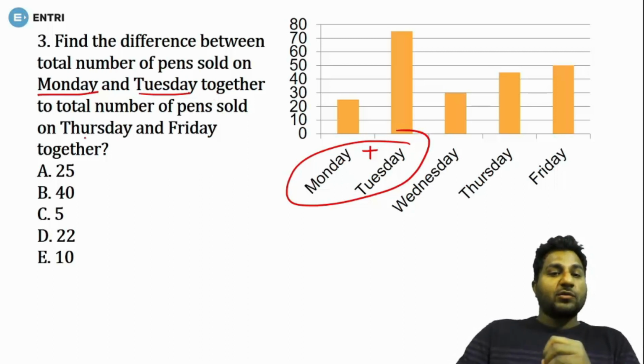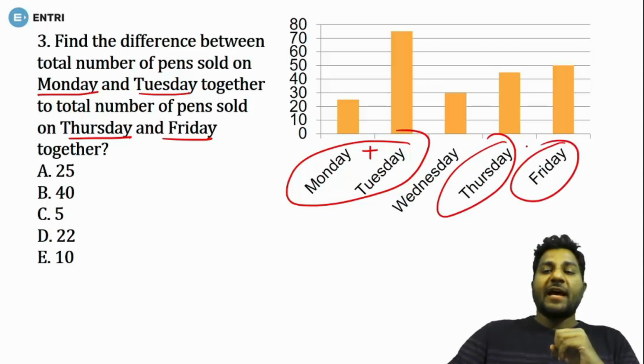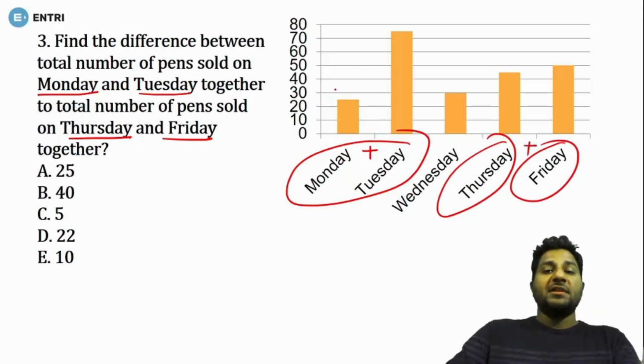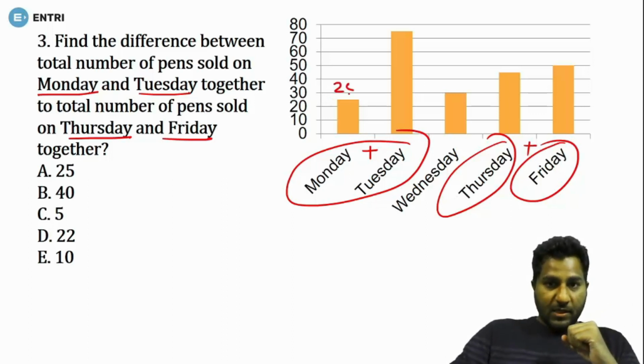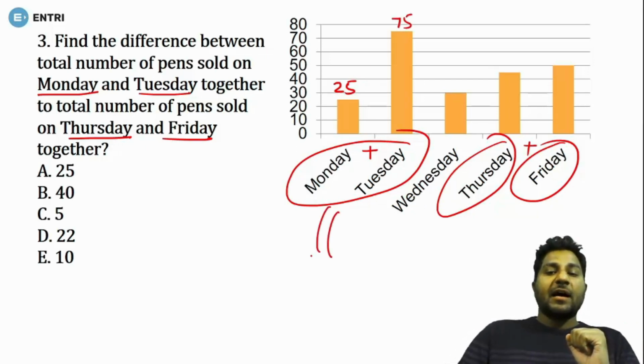Total number of pens sold by Thursday and Friday. So Thursday and Friday's data have been combined. So first of all, let's find out these data. On Monday, 25 pens have been sold, while on Tuesday 75 pens have been sold. That means their data combined will become 100.